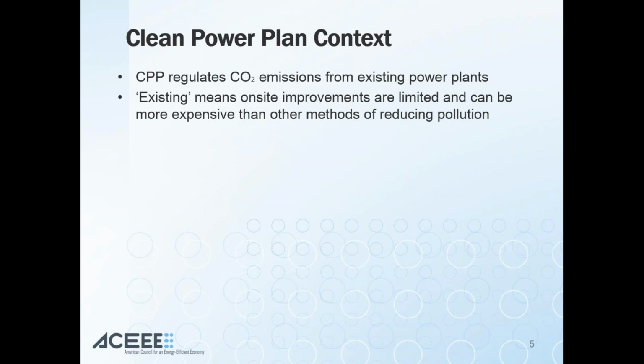So just a little bit of context. The Clean Power Plan, abbreviated CPP, is an environmental regulation that EPA has drafted to regulate existing power plants, and it's going to limit carbon dioxide emissions from those power plants.